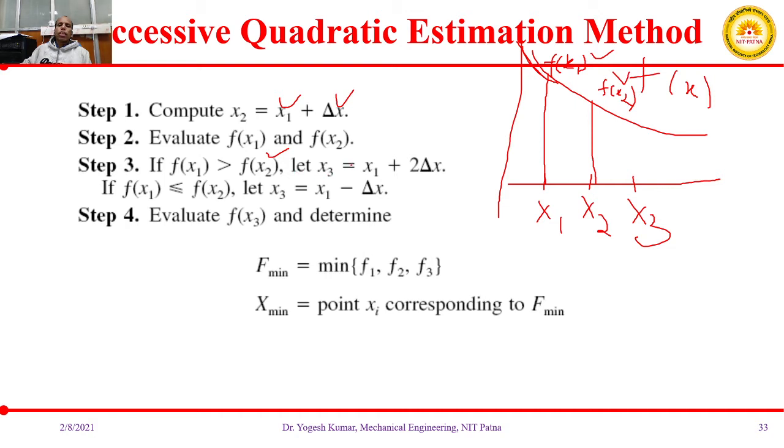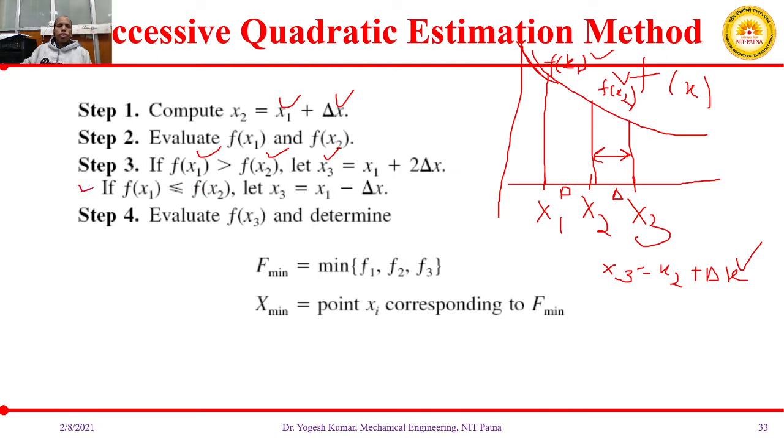In that case, how are we identifying the next point, x3? As x1 plus delta x was equal to x2, in this case x3 will be x2 plus delta x, right? This is clear, how we calculate the third point, which is at equal distance from x2. This way we are calculating the third point x3 when this condition is satisfied.